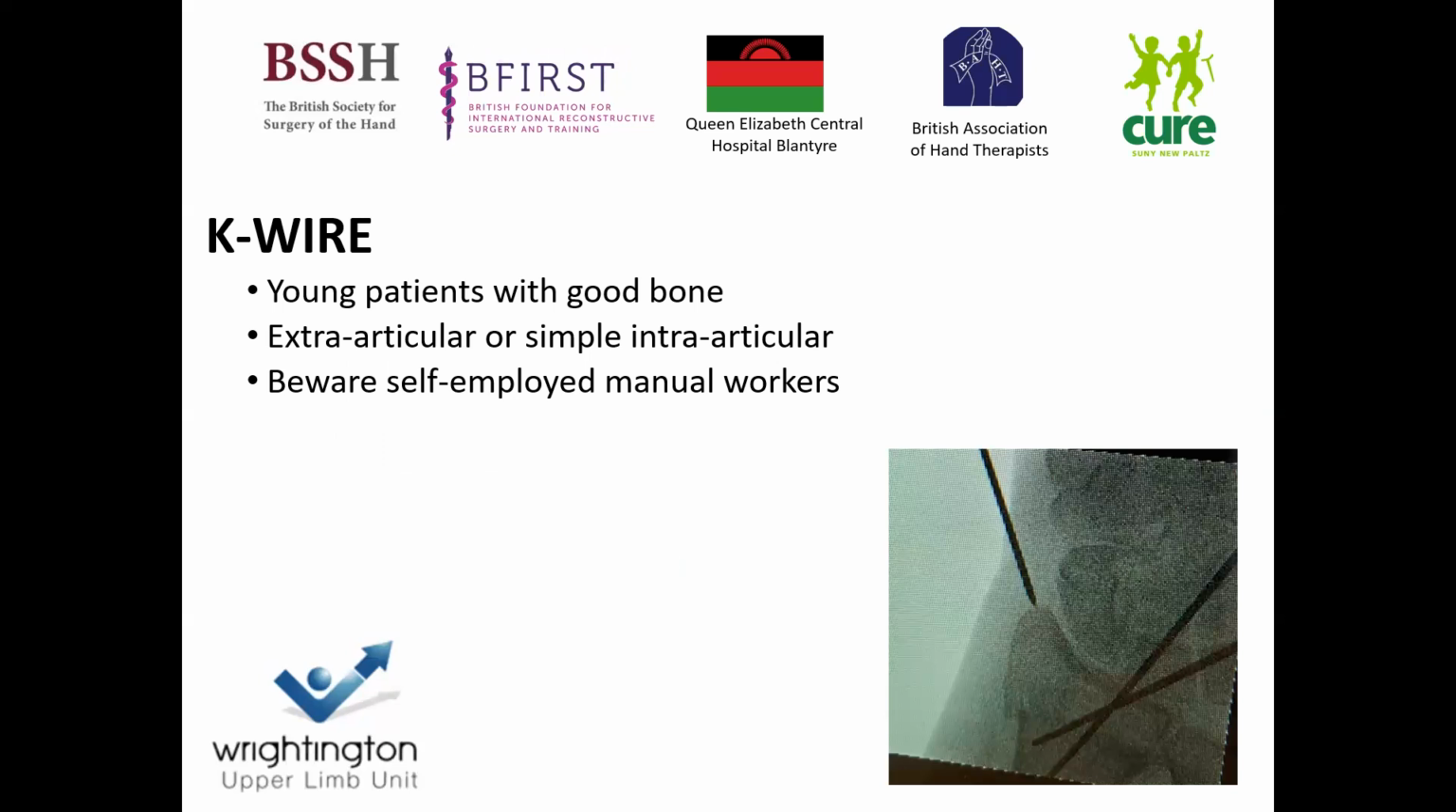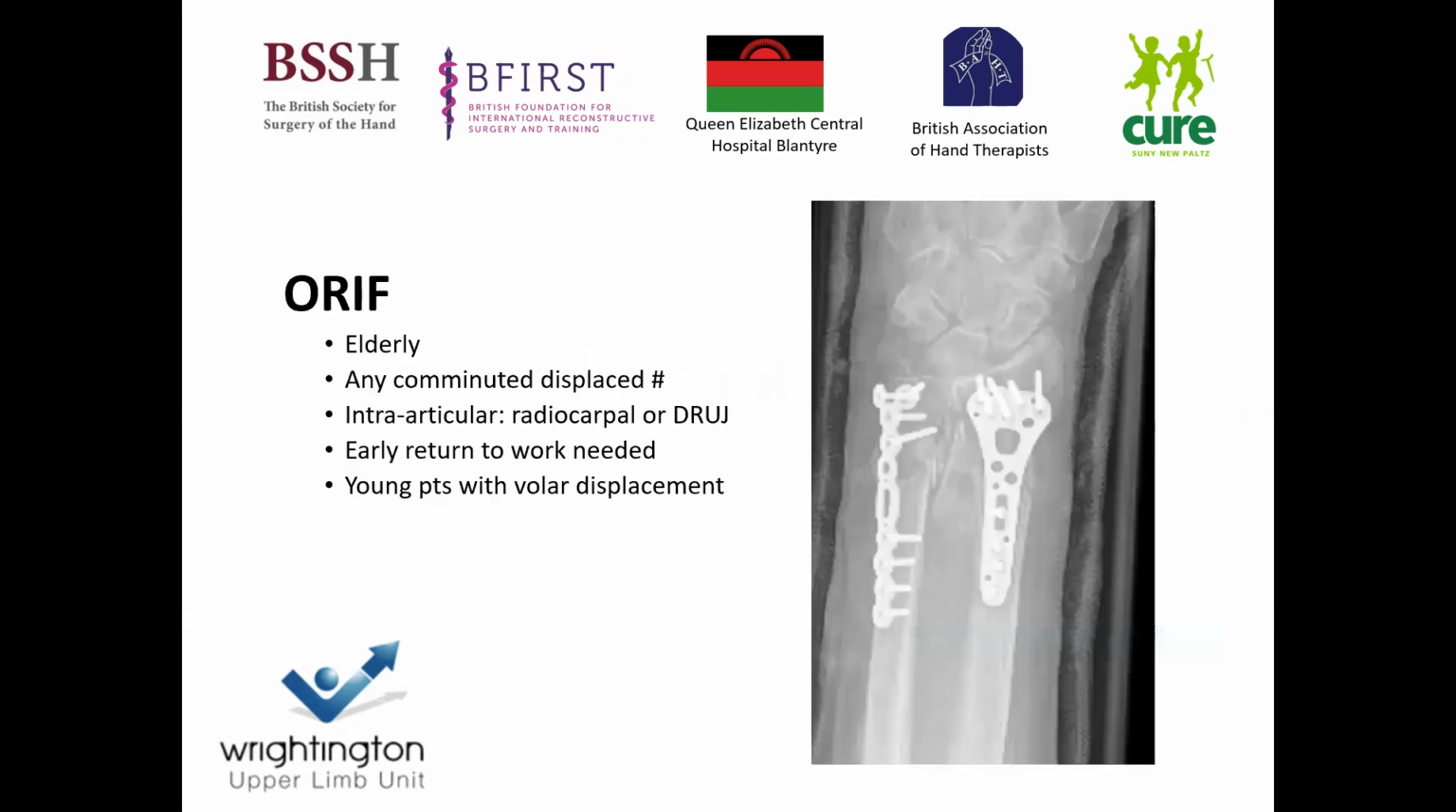So what do I K-wire? K-wire young patients with good bone, extra-articular or even supra-articular, intra-articular fractures that can be reduced and held with a K-wire. I think they work very nicely. Open reduction internal fixation, elderly osteoporotic ones, it's an option. Any comminuted displaced fractures, intra-articular fractures that are displaced, and these allow early return to work. And young patients with volar displacement, I think your volar Barton ones particularly need that buttress plate, and the volar plate works very nicely for those.